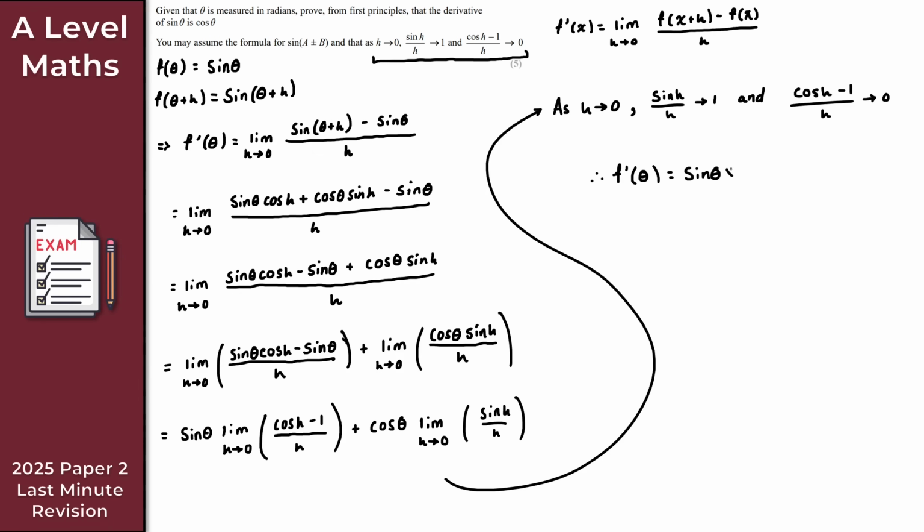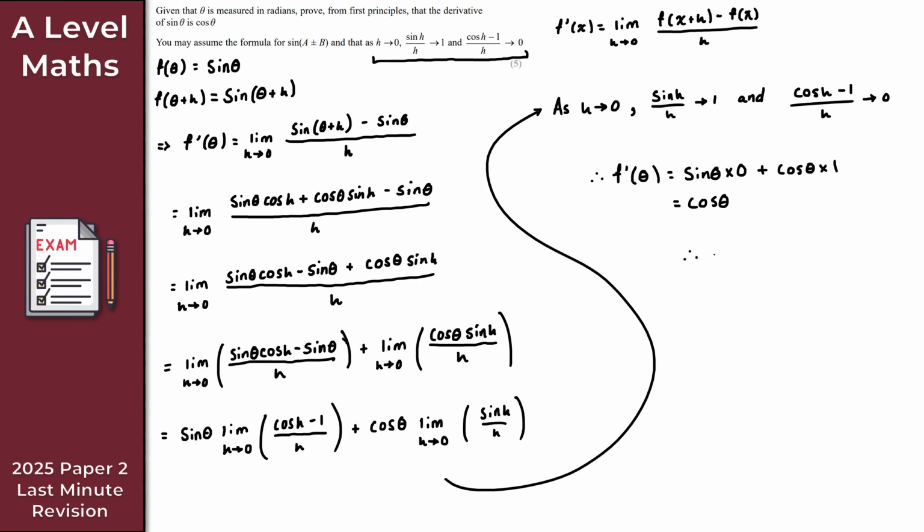So sine theta times 0 plus, we've then got cos theta times this limit here, but as h tends to 0, sine h over h tends to 1. So I've got cos theta times 1. Well, clearly, sine theta times 0 is just 0. Cos theta times 1 is simply cos theta. Perfect, right? We get cos theta there.